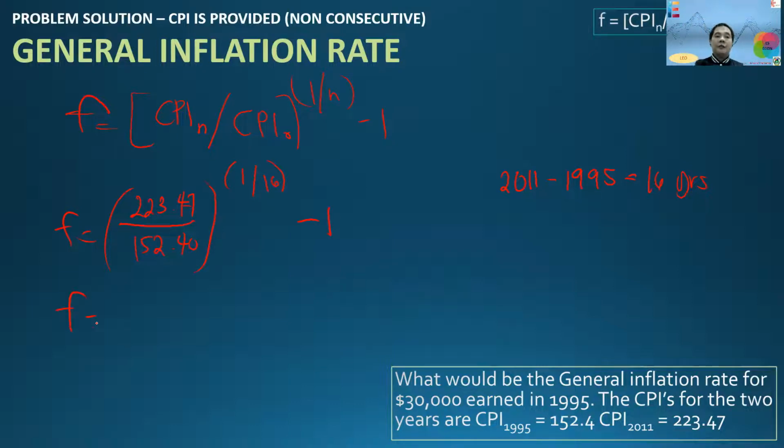Therefore, the general inflation rate is equivalent to 2.42%. So, we now know that the general inflation rate is 2.42% per year, based on the CPIs.